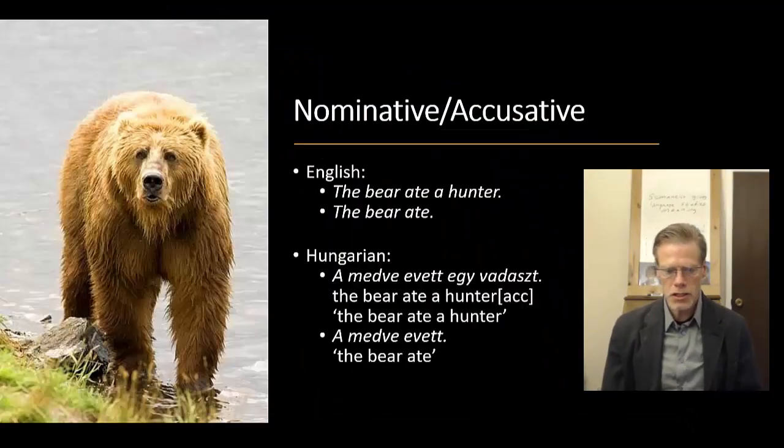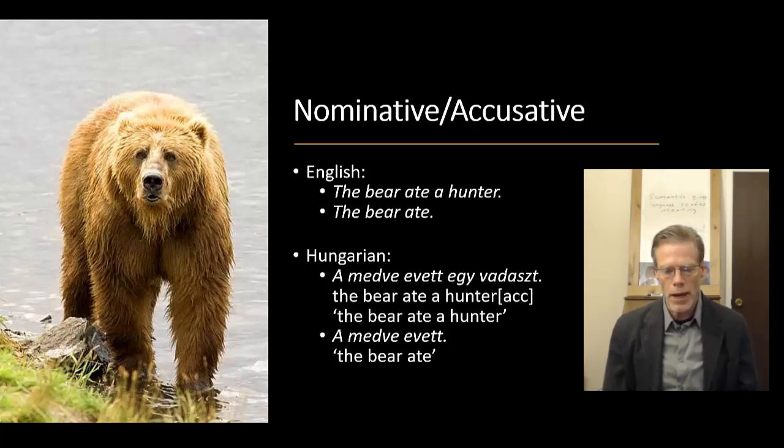So I already mentioned that English is a nominative accusative language. So for example, the bear ate a hunter, we've got that T subject marked by putting it before the verb. We also, with the I subject, put it before the verb. The bear ate. In Hungarian, it's not the position that's important. It's the marking on the noun phrase. And in fact, the last word of the noun phrase has to have a T on it if it's an object. If it's a subject, whether it's a T subject or an I subject, it's unmarked. Basically, it doesn't have any suffix on it.